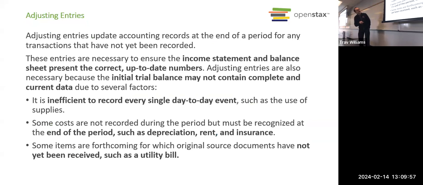I'm going to skip through a lot of these examples. Stop me if you have questions at any point. Oh yes, with every adjusting transaction, remember that there's one income statement account involved and one balance sheet account. Okay.